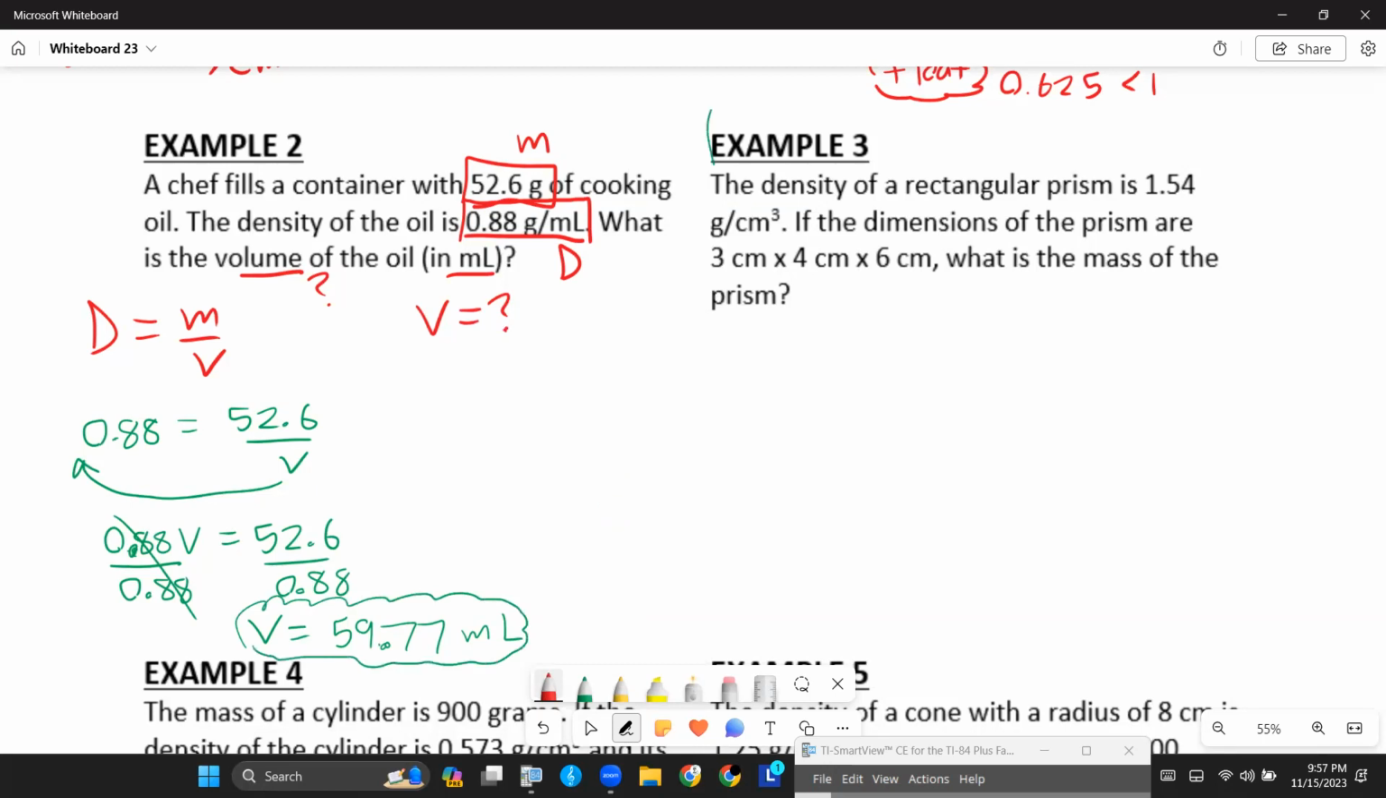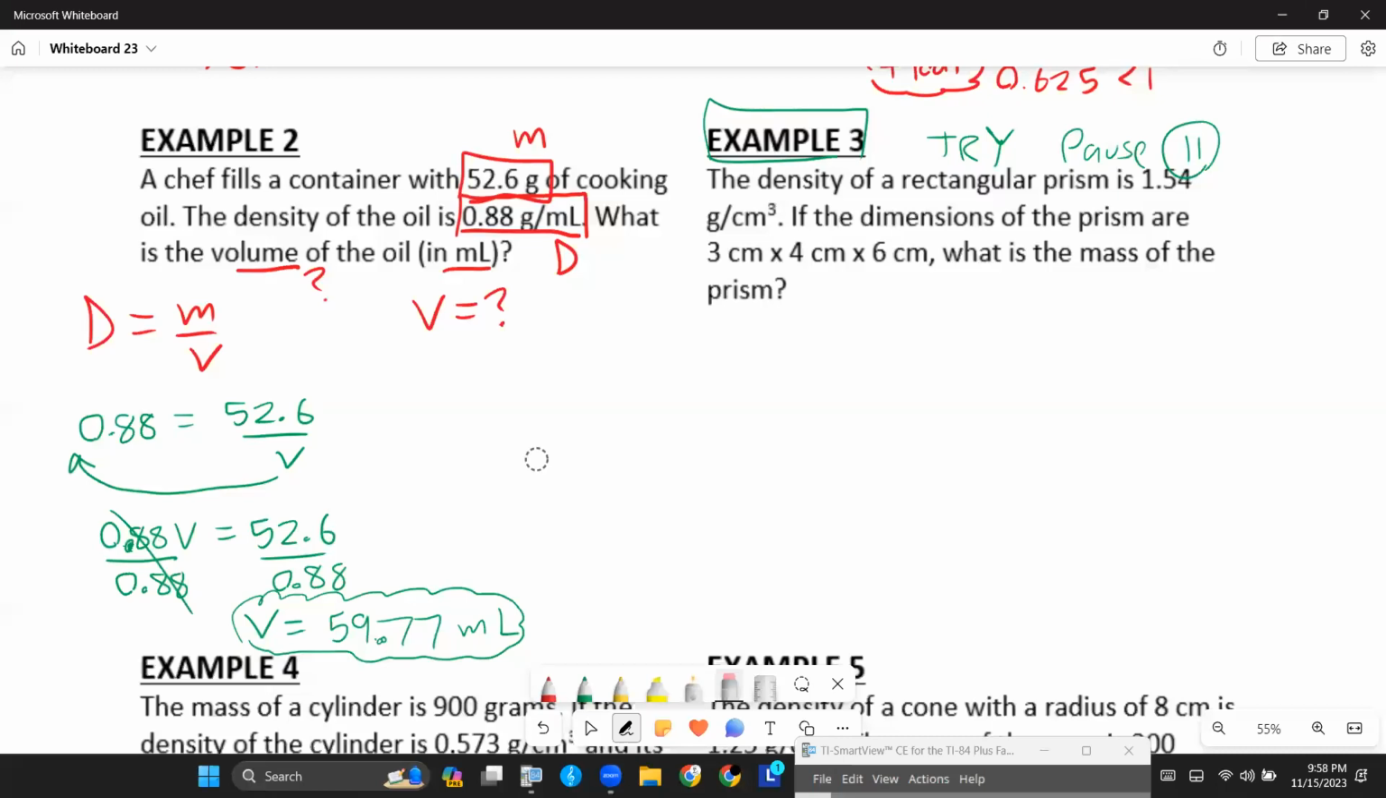Why don't you try this one here? Pause your video, give it a try, and then you can unpause it and check my answer. All right, let's give it a shot.